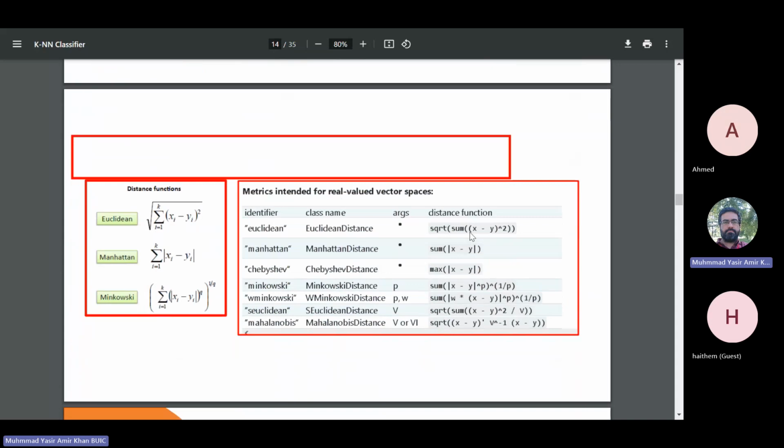Now you can see in this slide, we have a number of different ways in which we can calculate the distance. We had considered the Euclidean distance. This is how we take the distance.